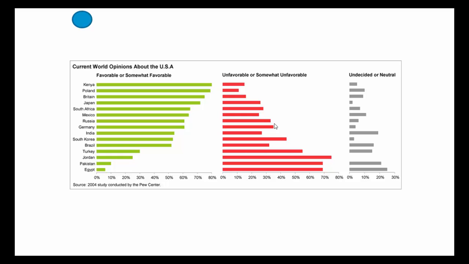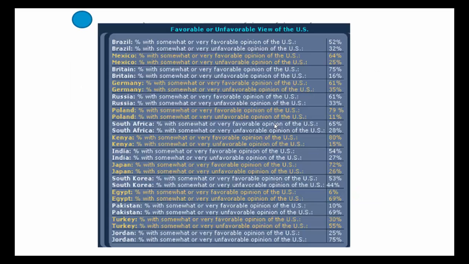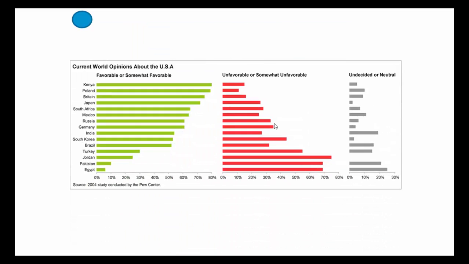undecided. So looks like Poland, Britain, Japan, all pretty favorable, all the way down until we get to, I guess, under 50%. Turkey, Jordan, Pakistan, and Egypt. Egypt's very unfavorable of the United States. So there you go. But much easier to read than something like a straight line table.